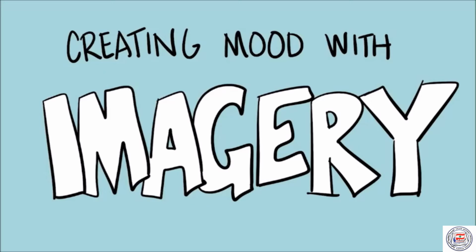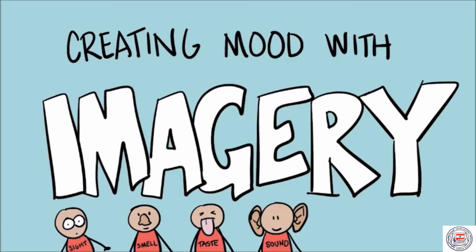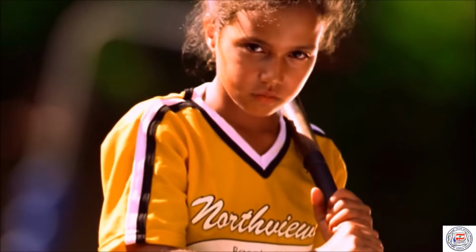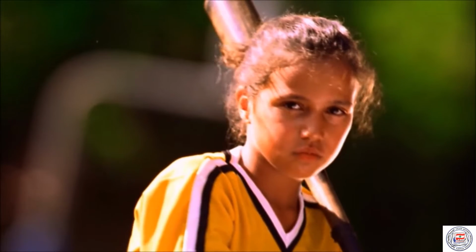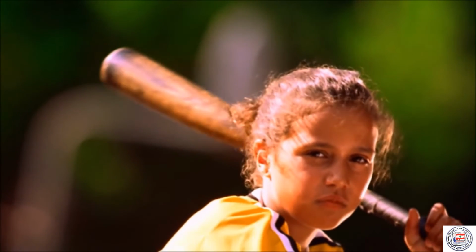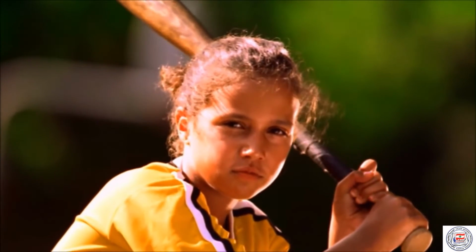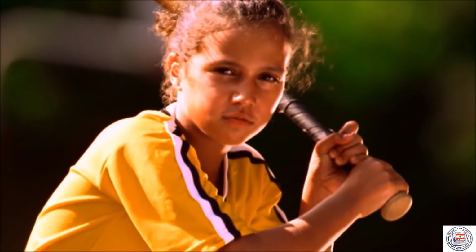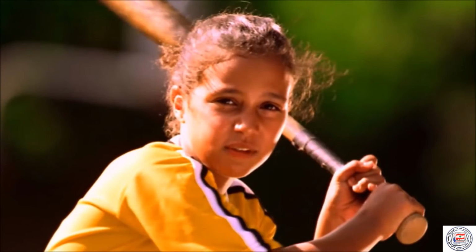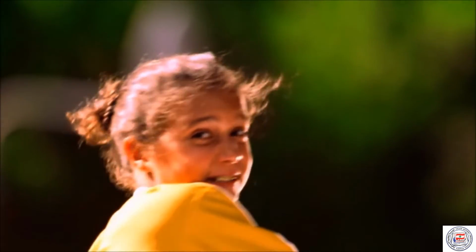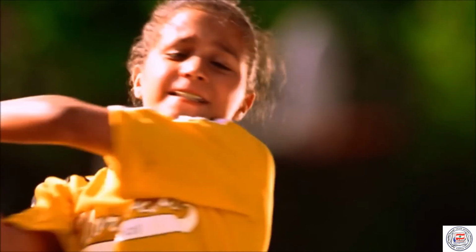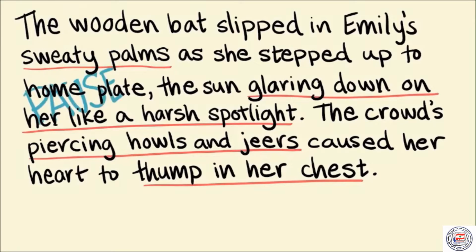Good writers pull readers into the world of a story by using vivid language that appeals to the five senses. This imagery is crucial to establishing a mood. See if you can find the imagery in this sentence. The wooden bat slipped in Emily's sweaty palms as she stepped up to home plate, the sun glaring down on her like a harsh spotlight. The crowd's piercing howls and jeers caused her heart to thump in her chest. What mood do these images create?